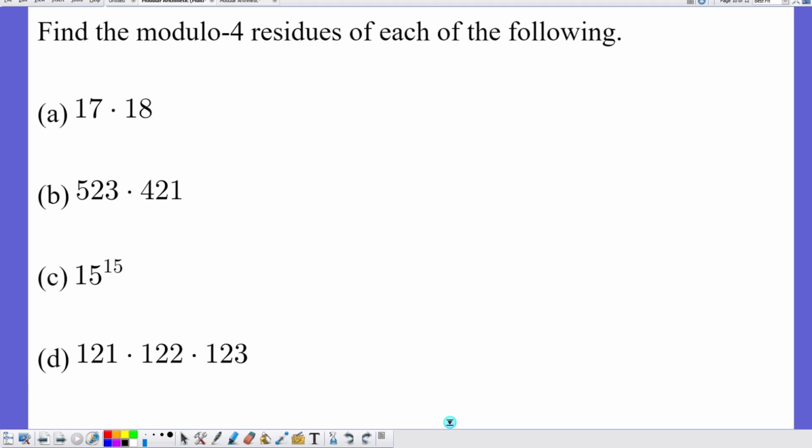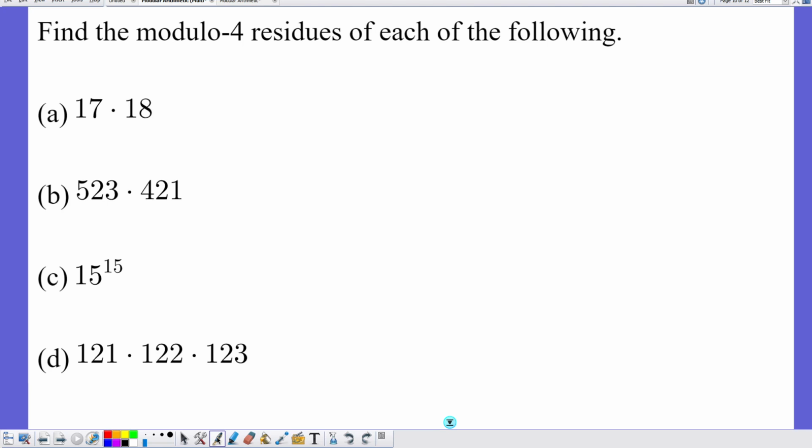Okay, so here are just a couple brief example problems to demonstrate the typical multiplication and exponentiation problems that we will run across. Find the modulo 4 residues of each of the following. 17 times 18.